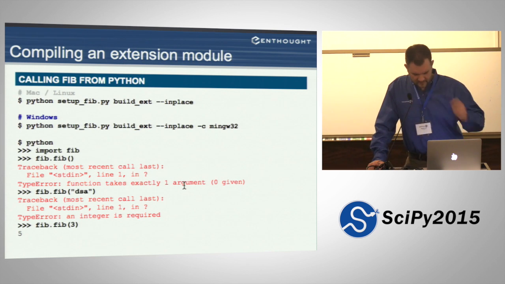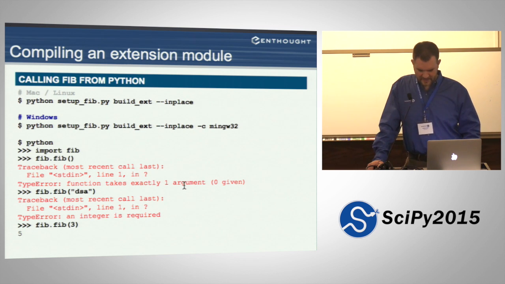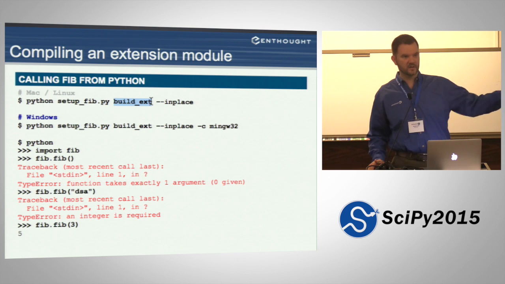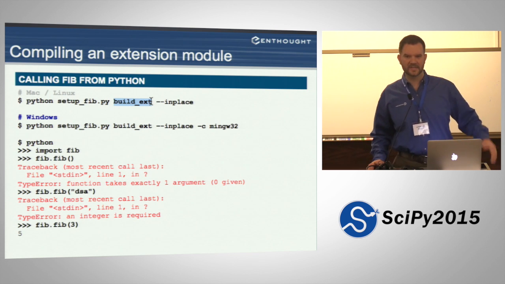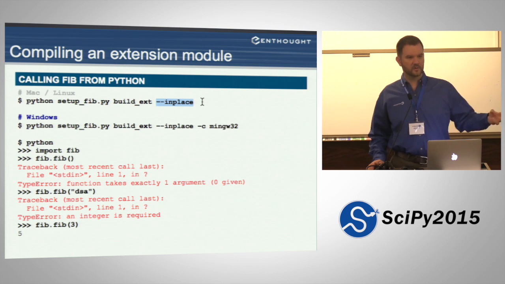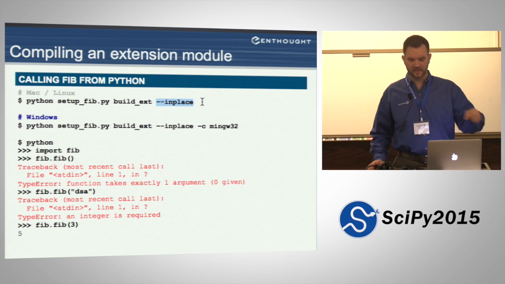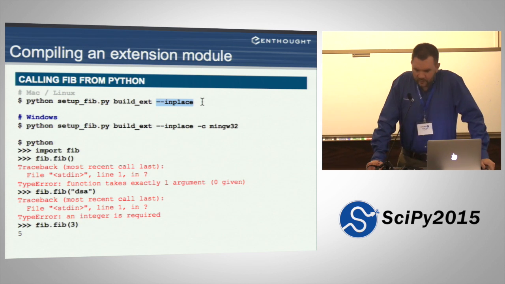And we'll also see the compilation steps. This is more for reference for you when you're working on the exercises, that sort of thing. So Mac and Linux will be calling it like this: python script name build_ext. This is the command we're giving distutils. We're telling it to build an extension module. And then we're also saying put the results of that build process in this directory, so I don't have to go hunt for it inside of the build product directory.